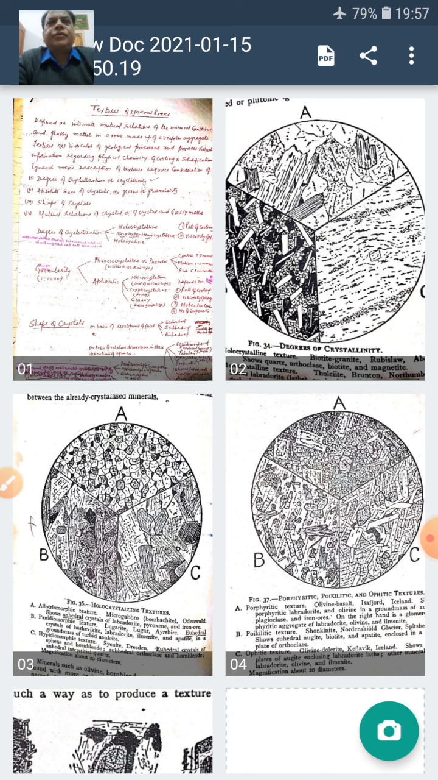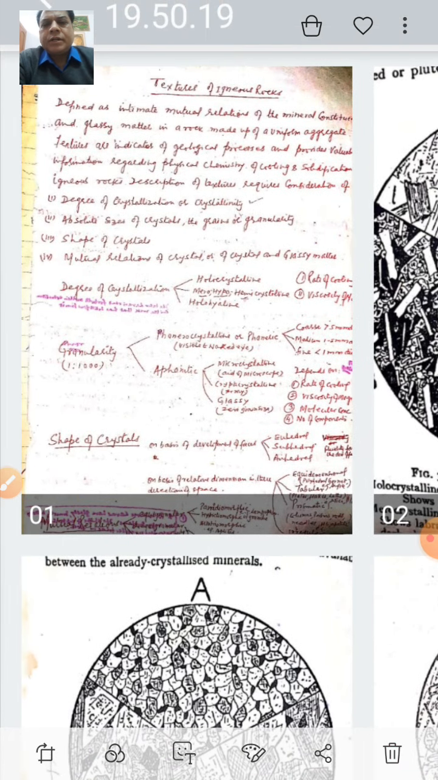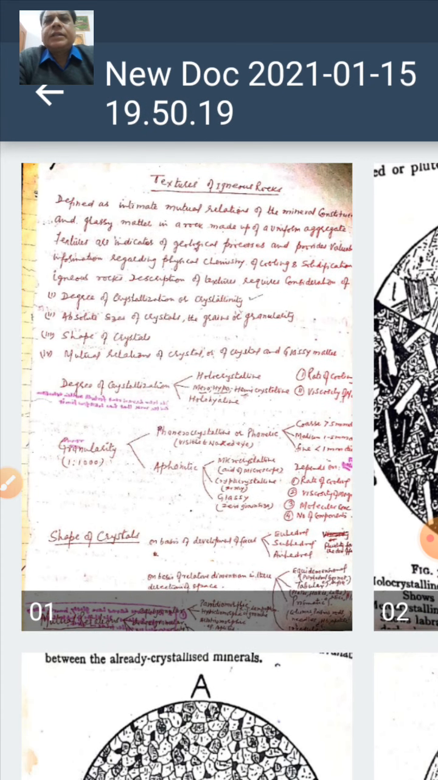The description of textures requires consideration of, number one, you can see it here, I have given here the degree of crystallization, means to what extent the rock has crystallinity. Second, the absolute sizes of crystals, actual grains or the granularity. Means what are the actual sizes. There is a great variation in the sizes of the grains.